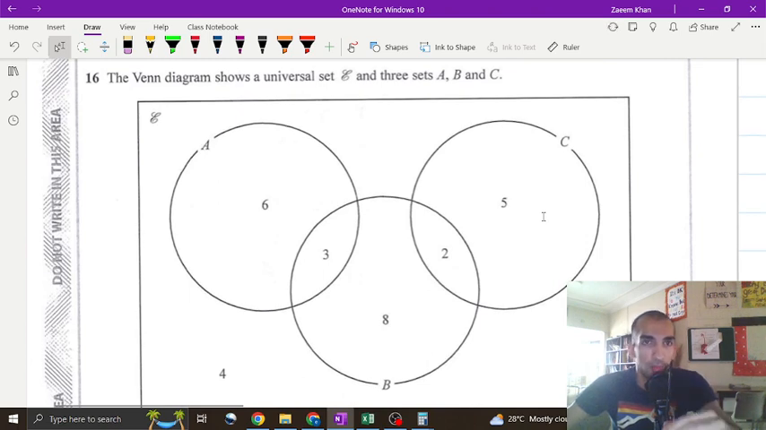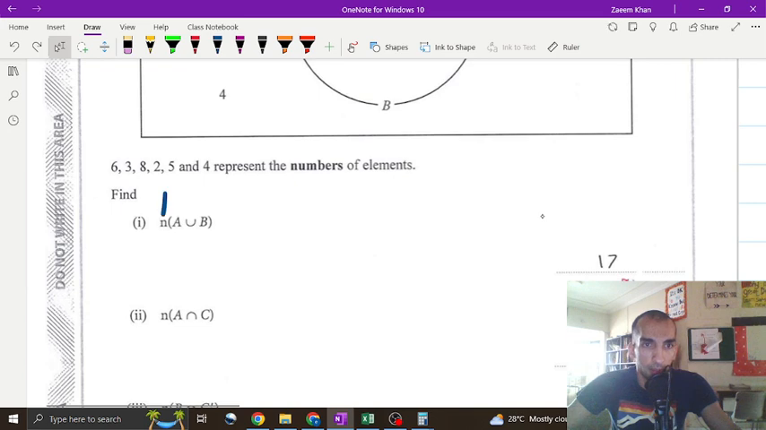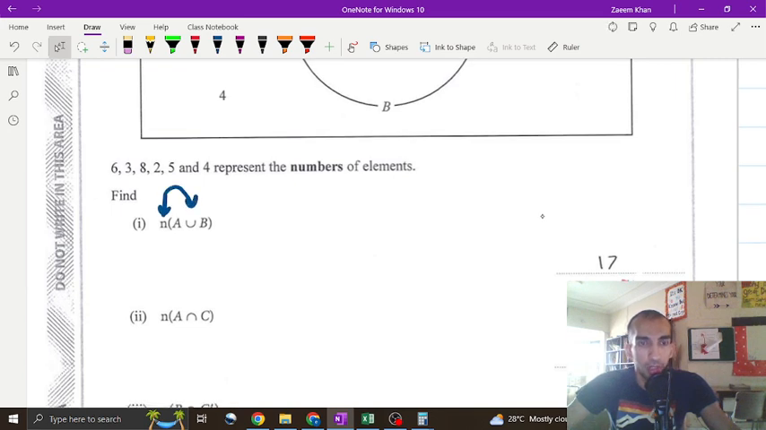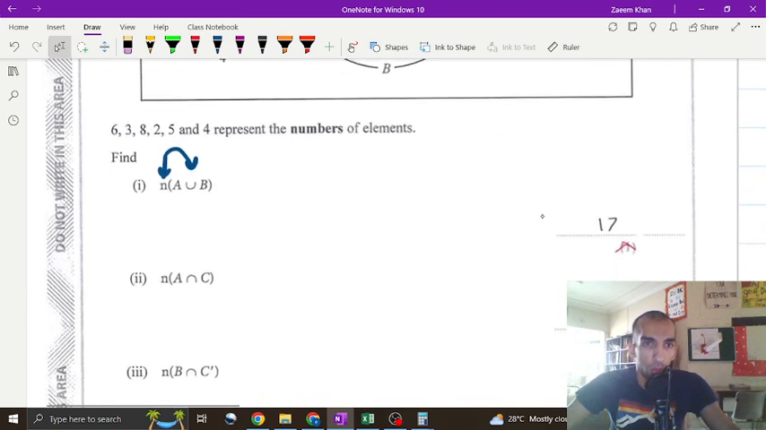The Venn diagram shows a universal set, and that's a symbol for universal set, and then sets A, B, and C. Find the number of elements in the set A union B. Do you know what union means? Like when they're together, like when the connectors connect.